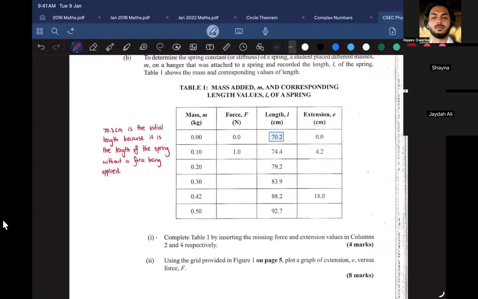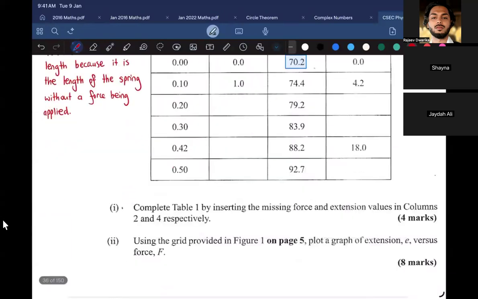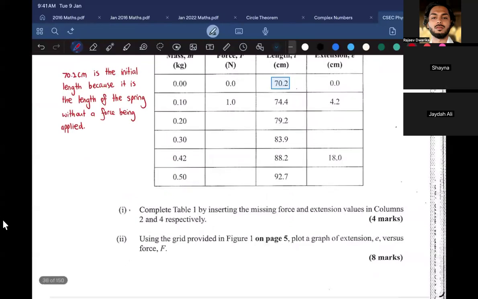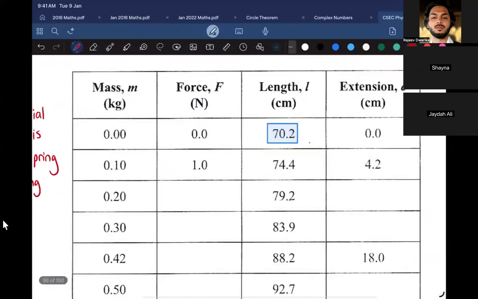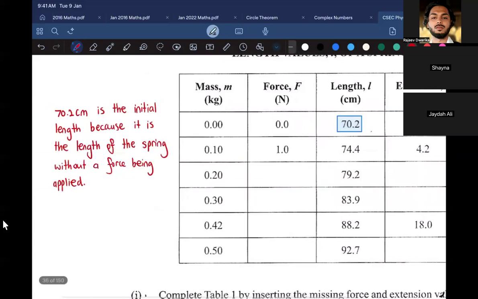Okay, so let's continue. So we need to fill out the table. Using the grid provided in figure 1, plot a graph of extension versus force. Extension versus force. Before we can do that, we need to fill out all of the forces, right? So, Shayna, how would I find force given mass?